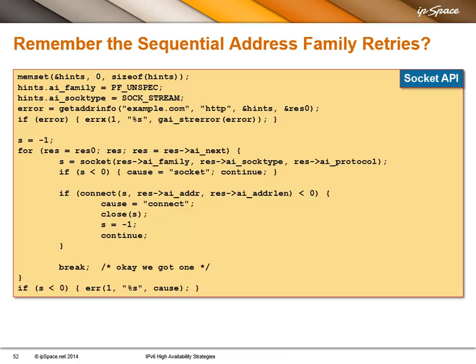The problem with this code is that once we get the resolver information, so once we get the information about potential IPv4 and IPv6 addresses of a host we want to connect to, we go through them sequentially. As we go through them sequentially, we have to rely on the connect call to tell us whether we did connect or we didn't connect successfully. How does this work in practice?